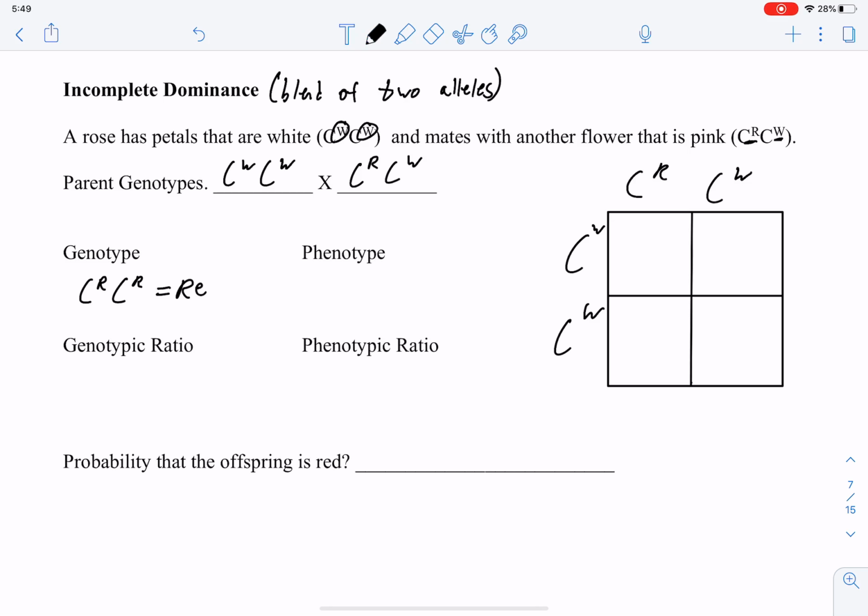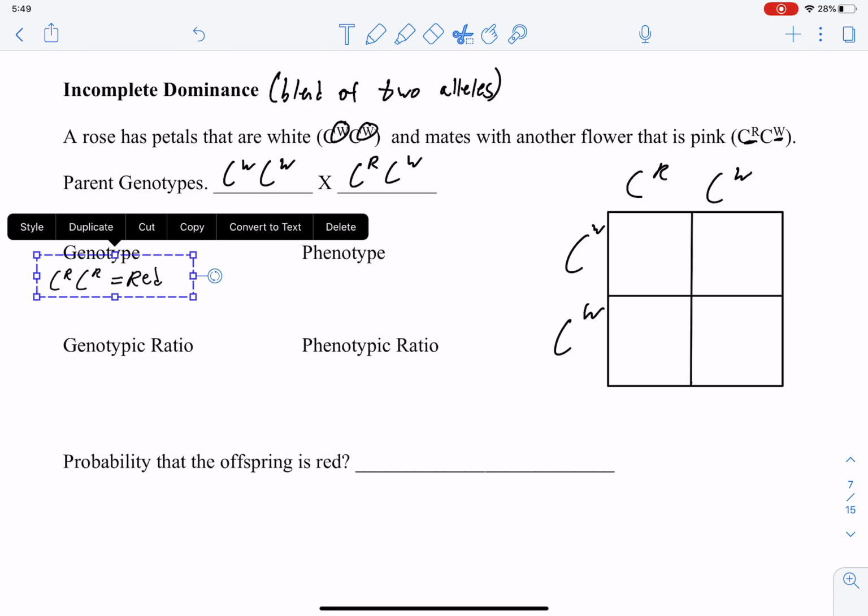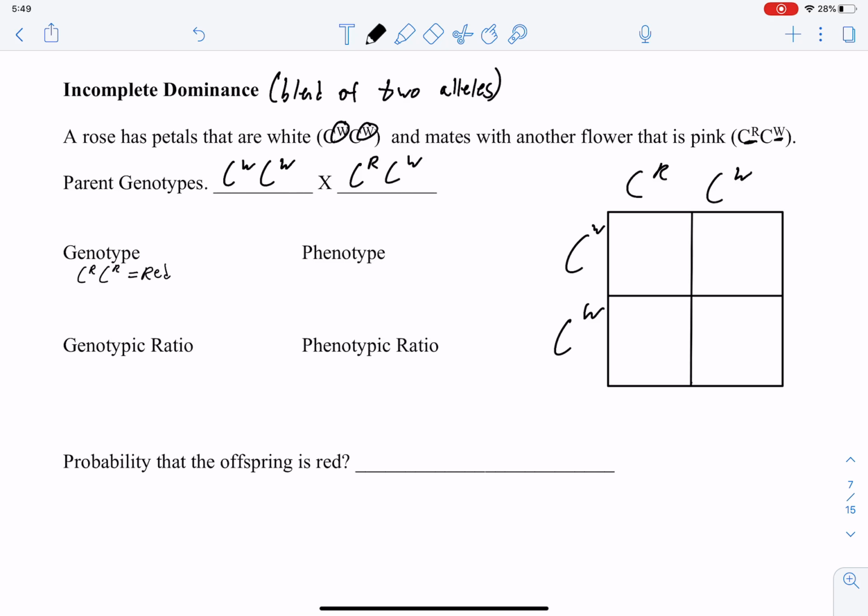So anything that has a C^R, that's going to be red. We can also have C^R C^W, that's going to be pink. And then C^W C^W, that's going to be white. And we can go ahead and put those over here too for phenotypes: red, pink, or white, because pink is a blend of red and white roses. Okay, for the ratios, we need to fill out the Punnett square, so let's go ahead and start filling this out.